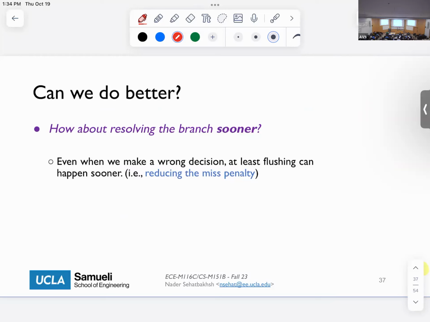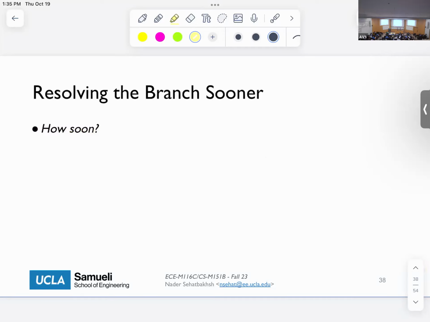In order to achieve this, I essentially need to resolve the branch sooner. If I sooner know that I made a mistake, then I wasted fewer instructions. So for example, had I known that the branch was taken during the execution stage or the decode stage, then I could flush only 2 instructions or flush only 1 instruction, right? So that's the idea that we are going after. So how soon can we actually do this? Can we do it in execute, in decode, or in fetch?